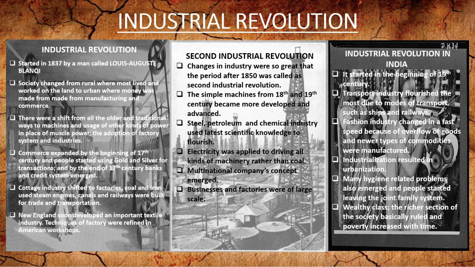Industrial Revolution in India. It started in the beginning of 19th century. Transport industry flourished, the most used modes of transport being ships and railways.